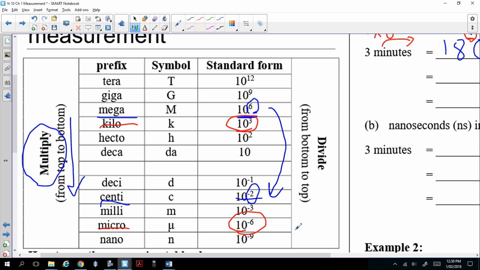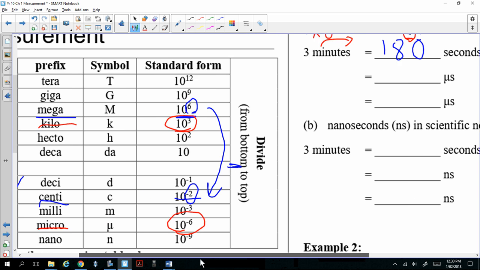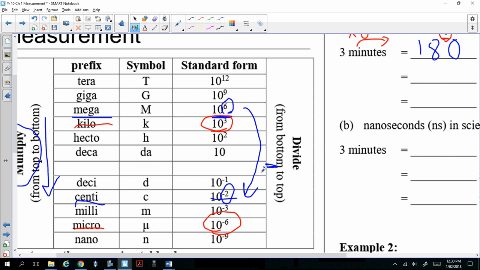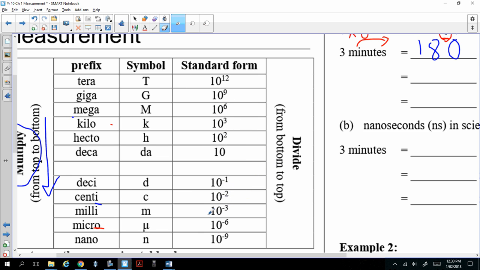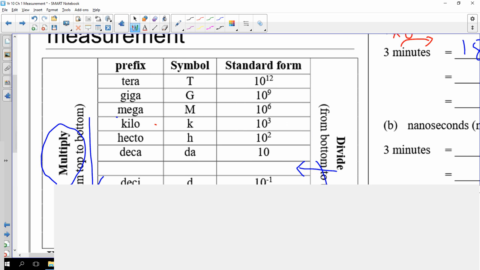over here, and that doesn't have any prefix. If it doesn't have a prefix, your starting point will be this part of your table. So you start from here. Because you are going to micro, you have to go down. Because you're going down, you are multiplying, and you multiply by 10 to the power of 6.